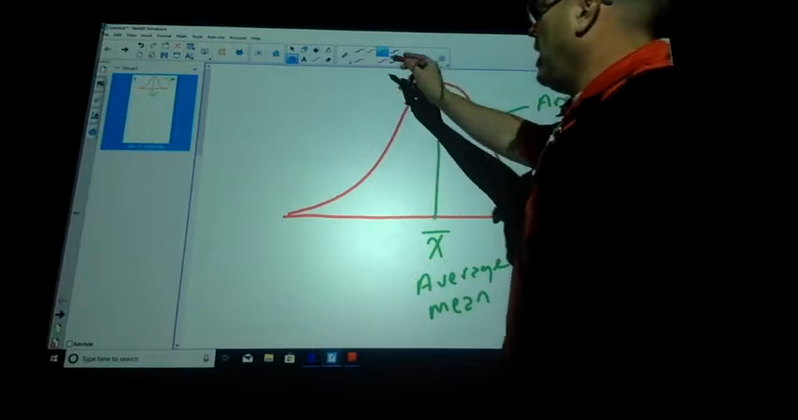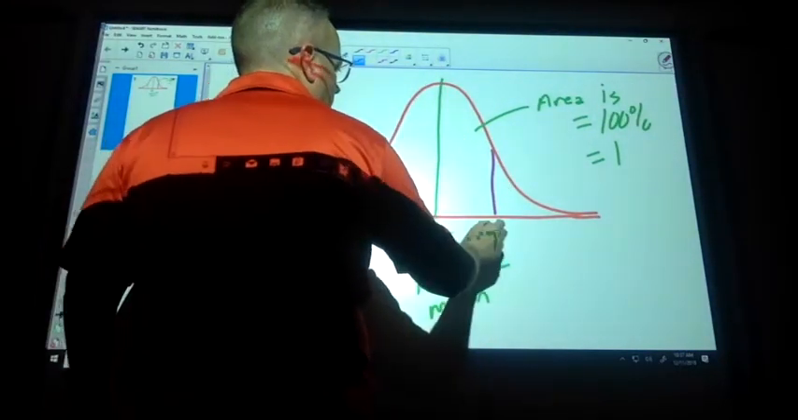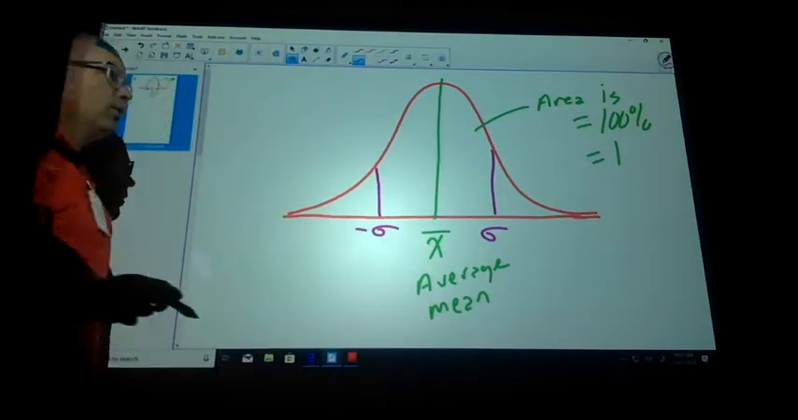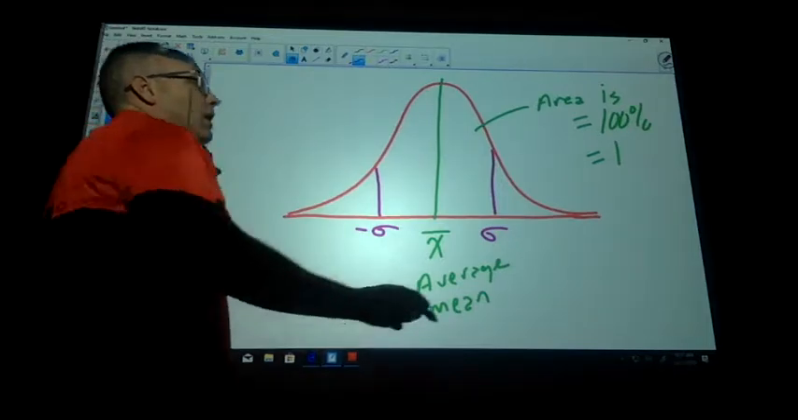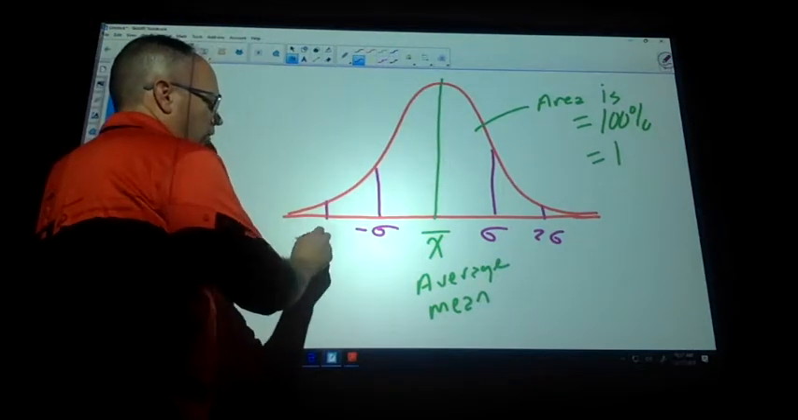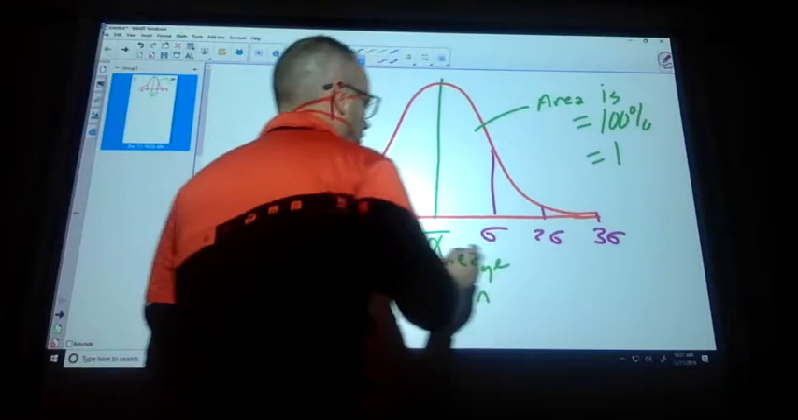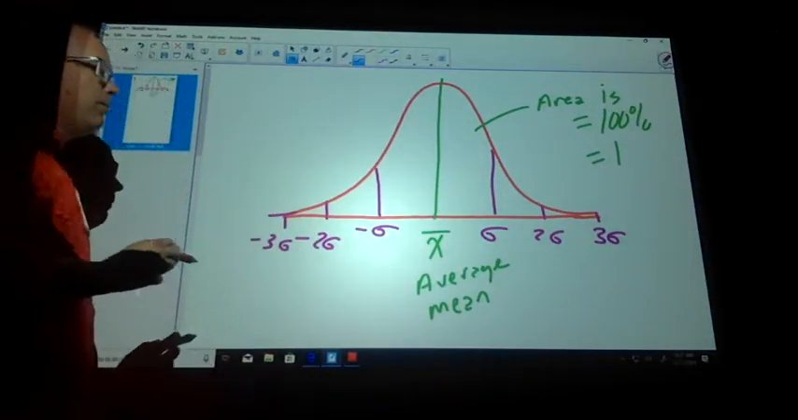So the next thing that we kind of start talking about are standard deviations. And they have this weird Greek letter that we use like this. So you have a standard deviation to the right, and you have a standard deviation to the left. And then you have 2 standard deviations to the right and 2 standard deviations to the left. And then way out here, you have 3 standard deviations to the right. And way out here, you have 3 standard deviations to the left.